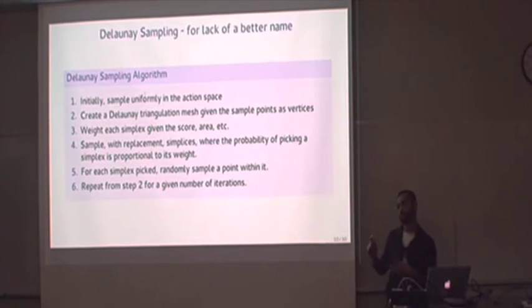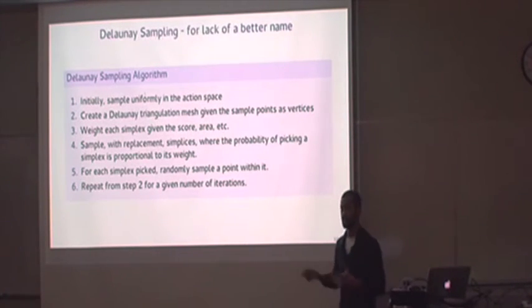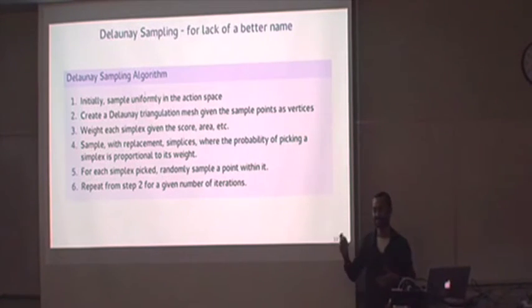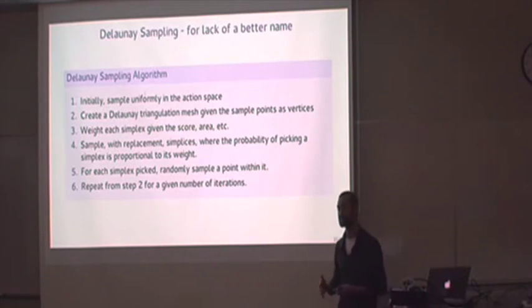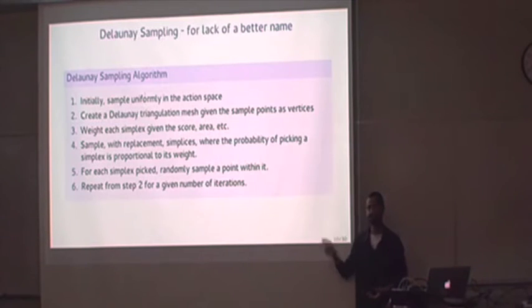Now, we're looking at a different kind of algorithm. The algorithm that we're using, we're calling it Delaunay sampling because I didn't come up with a better name for it yet. Delaunay sampling is actually based on the Delaunay triangulation, which is a method that is used to map the topology of terrains. And we decided to adopt that for function approximation.